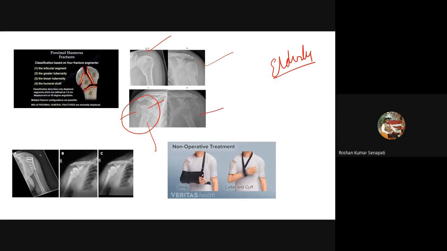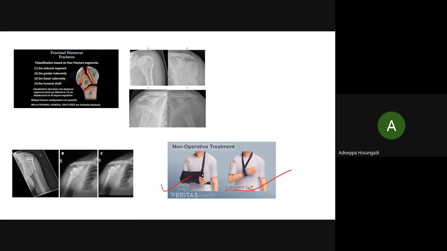Why I wanted to show you these X-rays: most commonly proximal humerus fractures are seen in elderly patients, and most of them are treated conservatively in the form of a sling, or collar and cuff. Remember this word: cuff is handcuff, collar is collar. This is how you will remember collar and cuff. This is a sling or arm bandage.